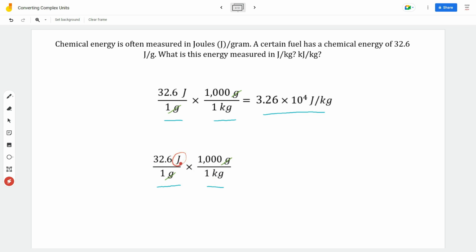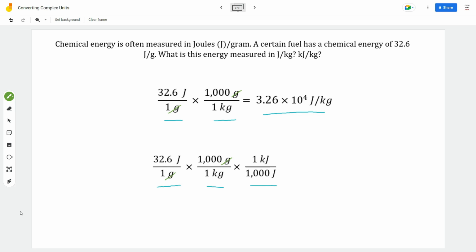This joules needs to be converted into kilojoules. Again, don't worry if you don't know what a joule is. All you need to understand is the prefix kilo, like in a kilogram. So here is my conversion factor. There are 1,000 joules in 1 kilojoule.